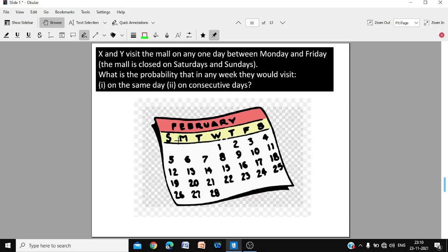You have got from Monday to Friday, 5 days, and they visit on any one day, either Monday or Tuesday or Wednesday at random. But what is the probability that both X and Y will visit on the same day, and what is the probability that they will visit on consecutive days?